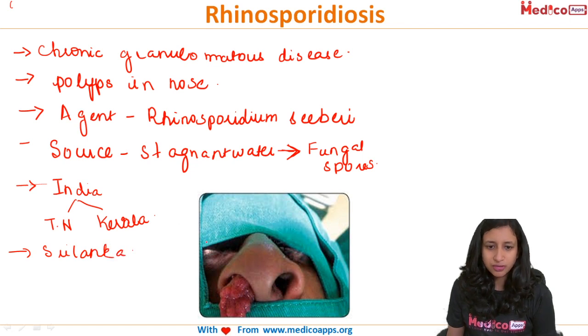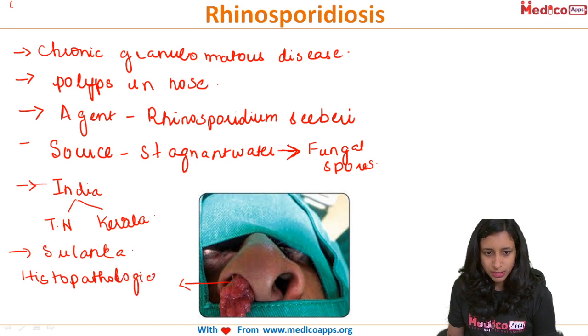And how do you diagnose? So this is the complaint that the patient comes with, and the most important thing which aids in diagnosis is your histopathology. So histopathological examination needs to be done, and what do you see in the examination? Now that is important. What you see is nothing but what is known as your spherules.